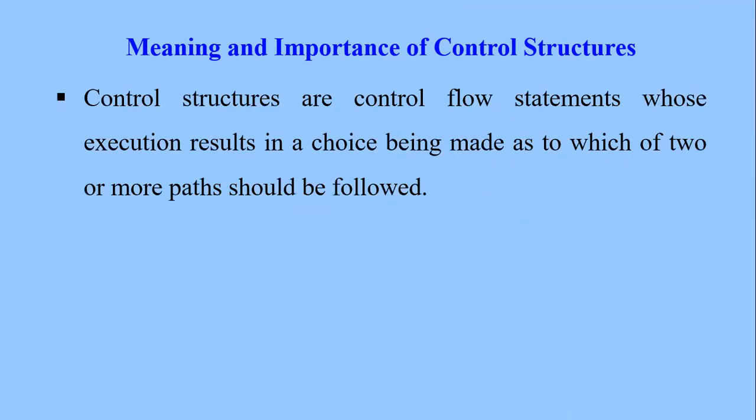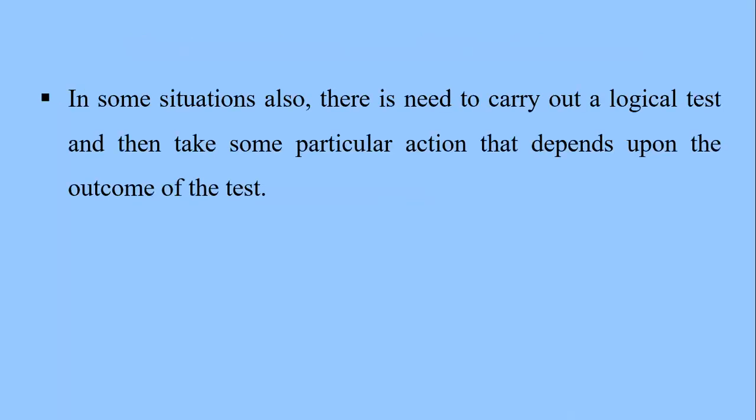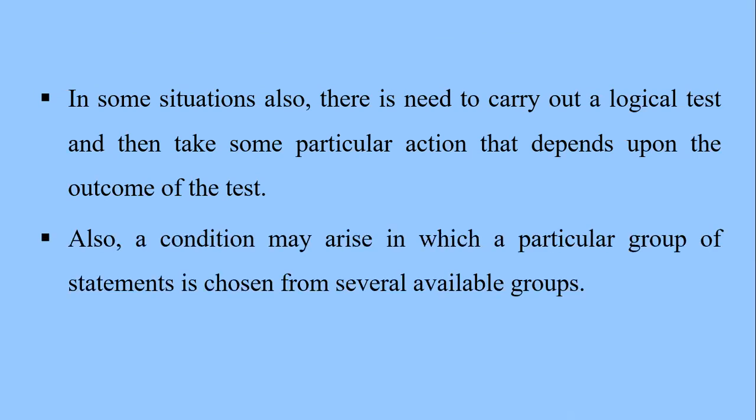We commence with the meaning and the importance of control structures. Control structures are control flow statements whose execution results in a choice being made as to which of two or more paths should be followed. Control statements deal with situations where processes are to be repeated several number of times or decisions have to be made. In some situations also, there is need to carry out a logical test and then take some particular action that depends upon the outcome of the test. Also, a condition may arise in which a particular group of statements is chosen from several available groups.